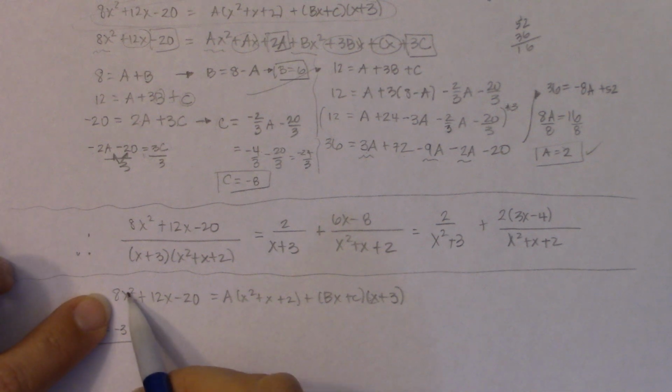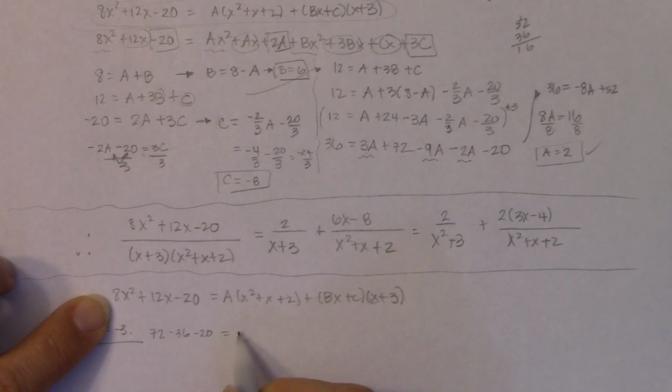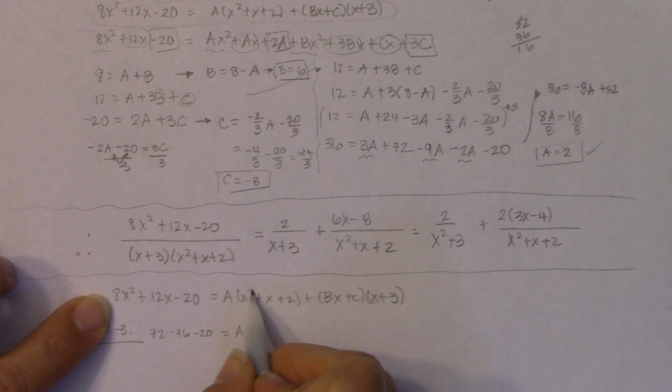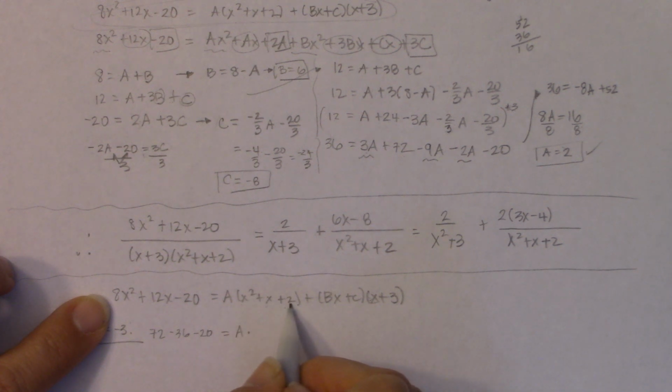All right, when I do that, negative 3 squared is 9. 9 times 8 is 72. 12 times negative 3 is negative 36, and then I have another minus 20. Okay, I'm going to put the a here. Negative 3 squared is 9, 9 minus 3 is 6, and 6 plus 2 is 8. So I'm going to put the 8 there.